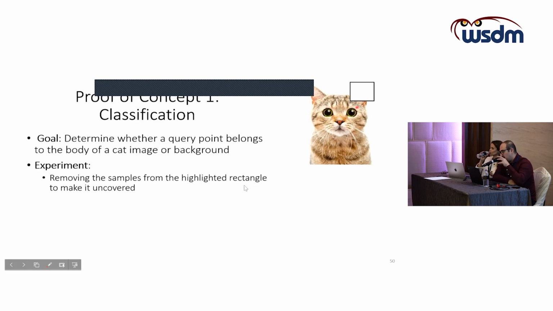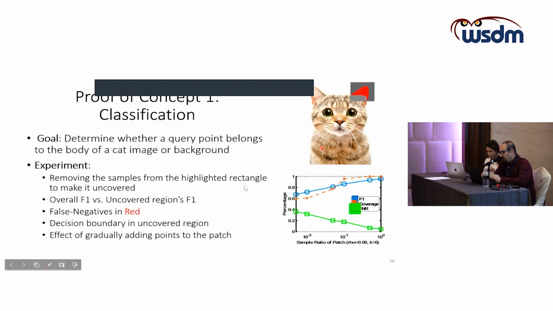In other words, this part is removed from the figure, and all the training data has been collected from the rest of the image, right? So now if you create a classifier on this data, what we observe is that for the uncovered region, the classifier is not doing a good job.